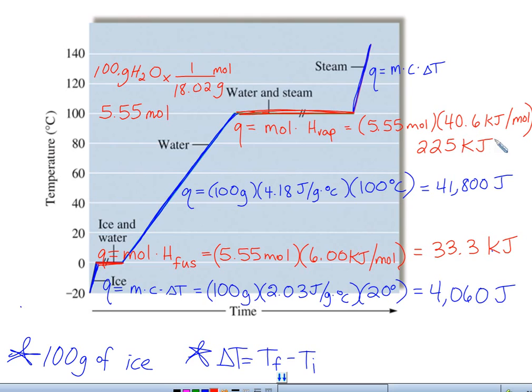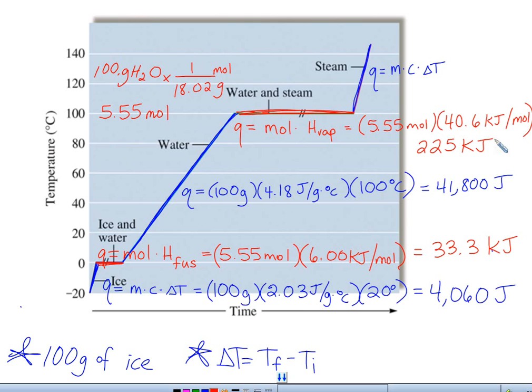Okay, so there's an example of how to use these 3 equations. These aren't hard equations to use. The most common concern I usually hear is that people don't know when to use which equation. If the temperature is changing, you use your mass times specific heat times temperature change. If you are changing phase, you'll use moles times heat of fusion or moles times heat of vaporization.